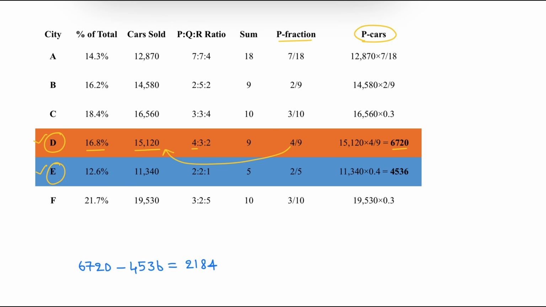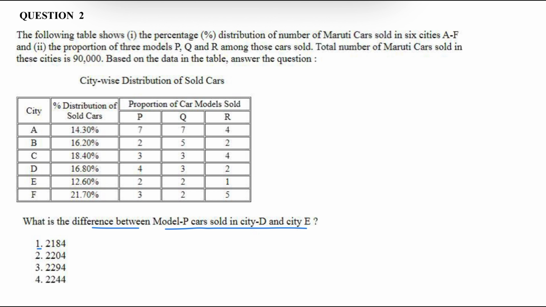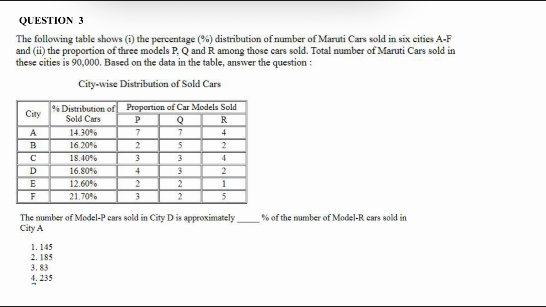Similarly, for city E, 4,536 P cars sold in city E. We need to find the difference. 6,720 minus 4,536. Answer is 2,184. So correct answer option 1.